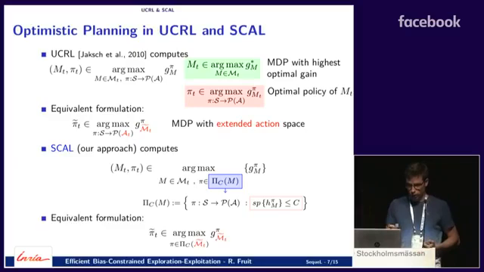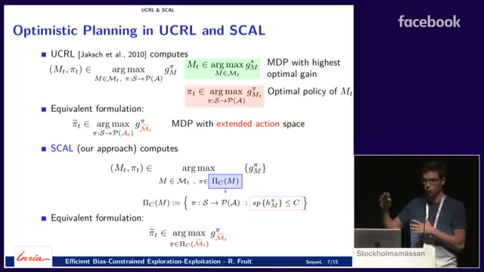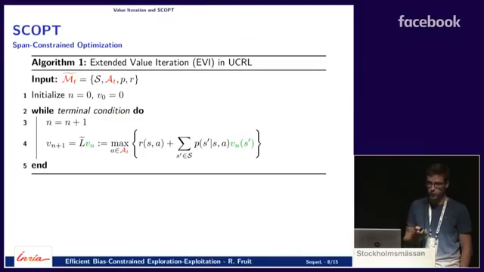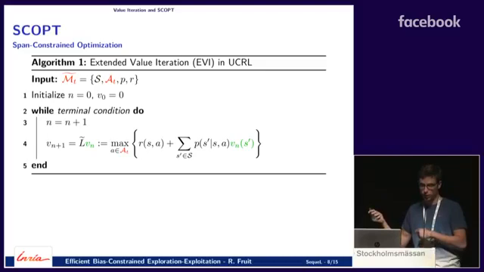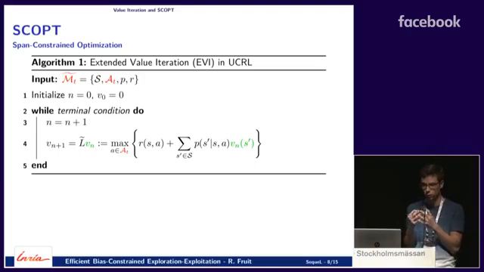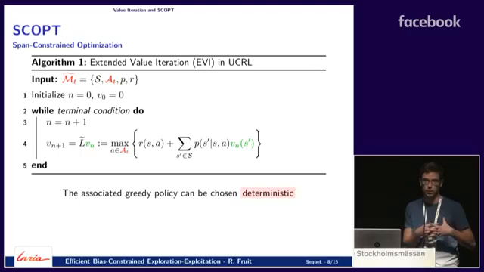Okay, and similarly to UCRL, we can find an equivalent formulation, which is basically to find the policy in the same extended MDP that achieves maximal gain, but under the constraint, so slightly different. Okay, how do we solve these two problems? In the case of UCRL, it's rather simple because we want to find the optimal policy of an MDP, so we can use value iteration. So we iteratively apply the Bellman operator, but here the maximum over actions is not taken over the true action space of the true MDP, but over the extended action space. So we know that we will converge. And a nice property is that the greedy policy associated to the one-step operator can always be chosen to be deterministic. It always exists.